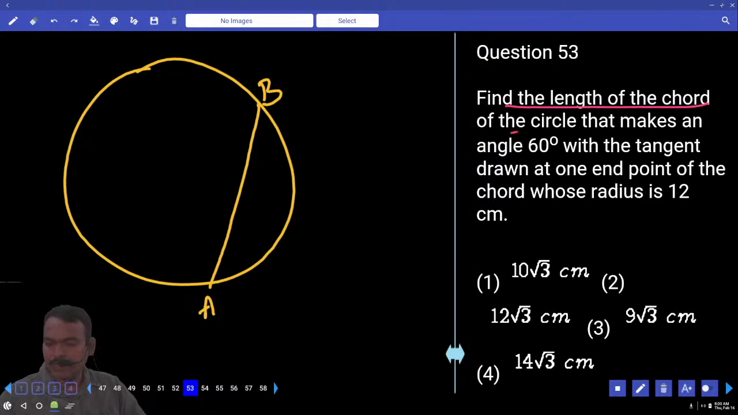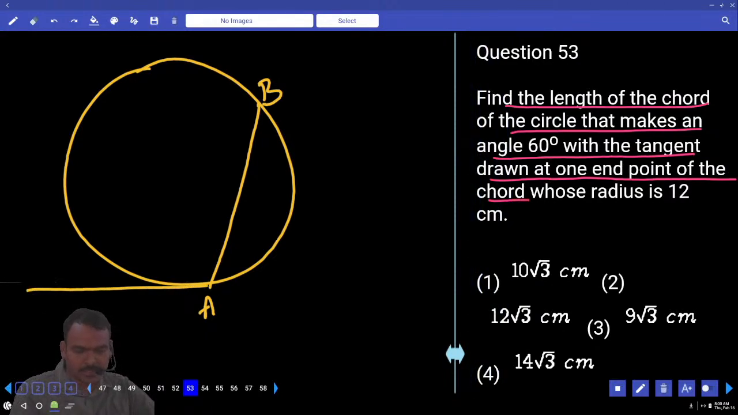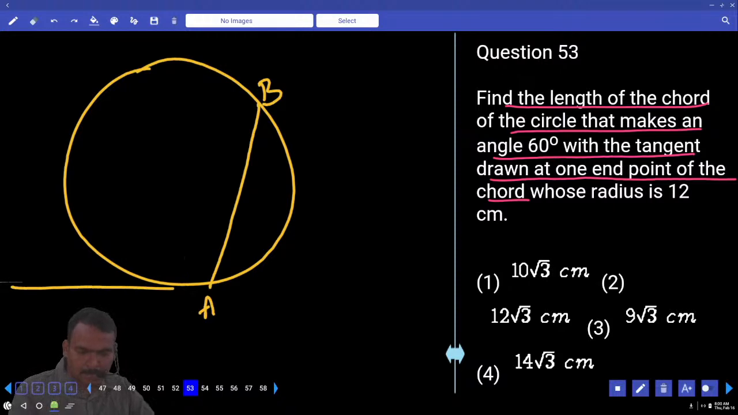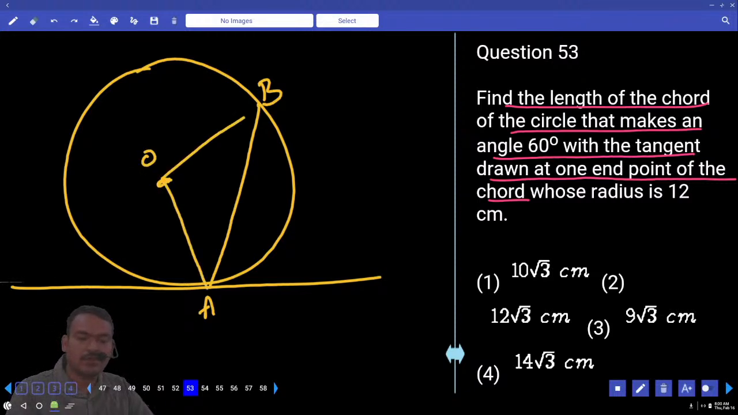And one more, the circle makes an angle of 60 degrees with the tangent drawn at one end point of the curve. Suppose this is the tangent. At one end point of the curve means from A it will be a tangent. And O is the center of the circle. OA is the radius, OB is also a radius. What is the OA value? 12. The OB value is also 12.